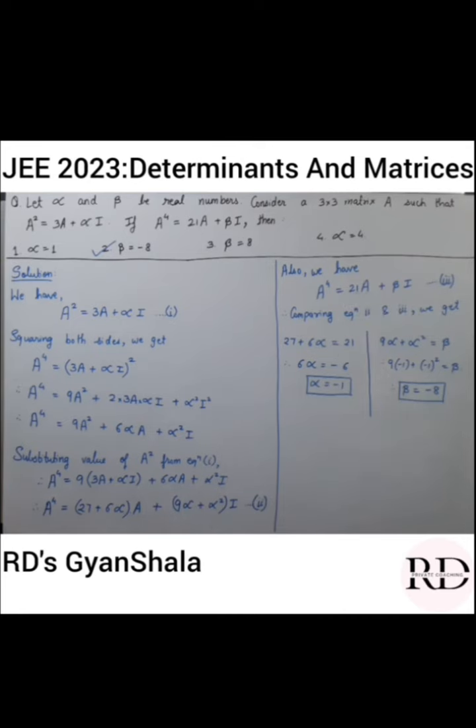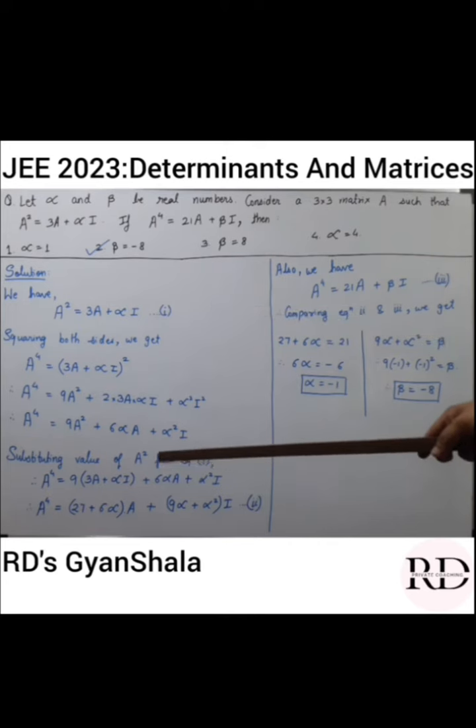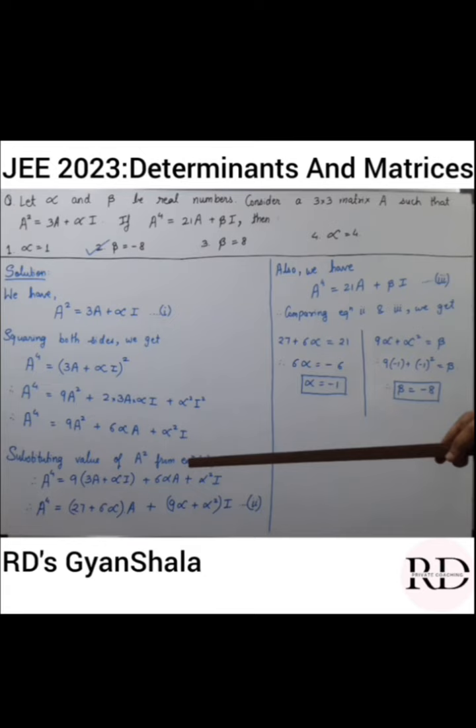Let us understand. A square is given as 3A plus alpha I. We can square on both the sides. A square will become A power 4, and on the RHS we can use (a plus b) the whole square. So if we use that, we will get the equation of A power 4 as 9A square plus 6 alpha A plus alpha square I. Now in this we can see there is one term as A square. So we will resubstitute the value of A square from the given question, that is 3A plus alpha I. So if we resubstitute, we will get A power 4 is equal to 9 times (3A plus alpha I) plus 6 alpha A plus alpha square I.